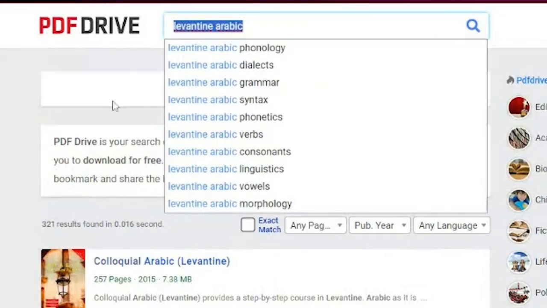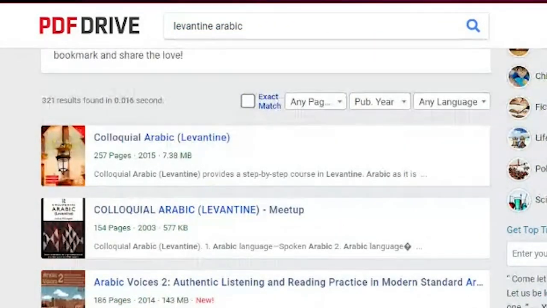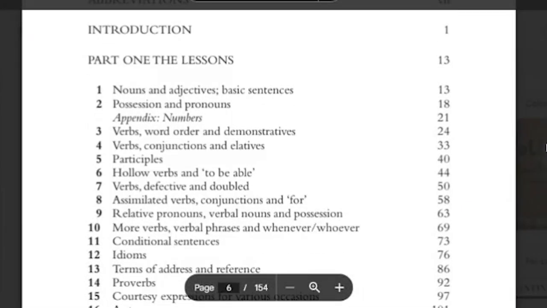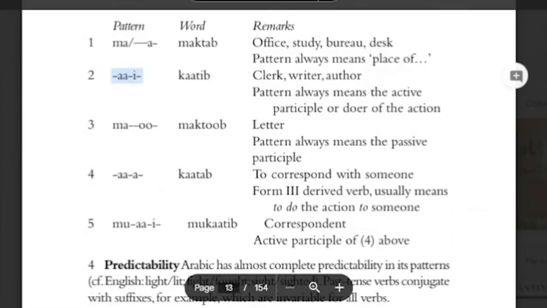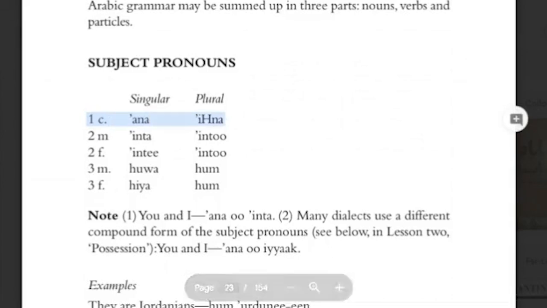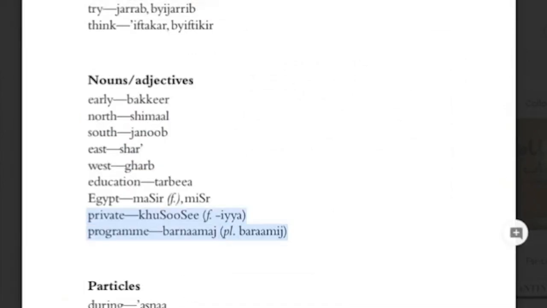I also highly recommend pdfdrive.com. Here is a list of books that you can also find on there. Colloquial Arabic, Levantine. I don't exactly like using this book just because it only uses transliteration of the Arabic script instead of actually showing me the Arabic script. But complete beginners may like this for this exact reason, so teach their own.